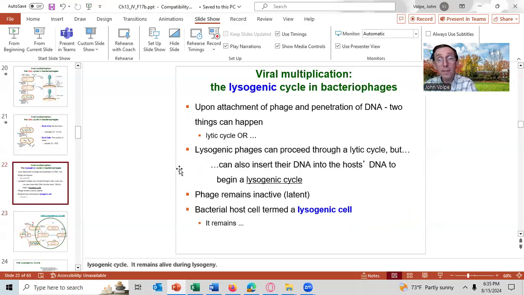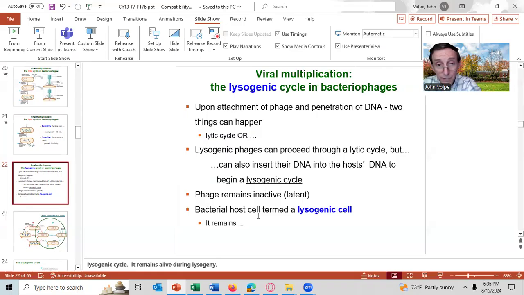If the cell enters the lysogenic life cycle, the viral genome will integrate into the host cell's DNA. And that will begin the lysogenic life cycle. In the lysogenic life cycle, the lytic life cycle genes are latent or inactive. And how that happens is there's a lysogenic gene, which is a repressor protein, and that repressor protein shuts down the lytic life cycle genes.